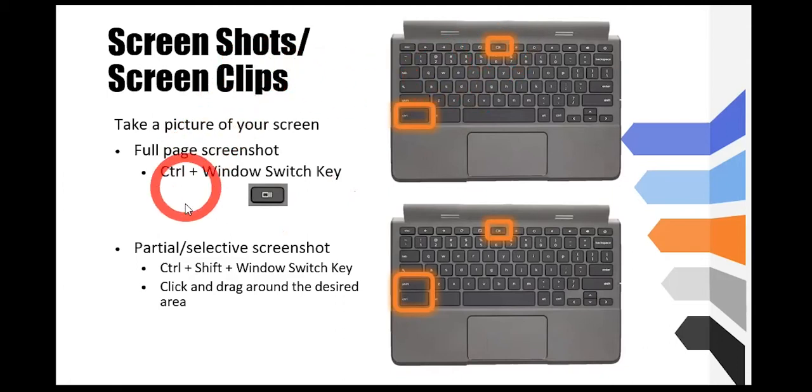Sometimes you don't want a picture of your entire screen, so you can do a partial or selective screenshot. And this is done by adding the Shift key. So it's Control plus Shift plus the window switch key. When you do a partial screenshot, the page will go kind of gray, and then you will use your mouse or your finger on the screen to click and drag around the area you want to take a picture of. So you can take a picture of just one thing on your screen instead of the entire screen.